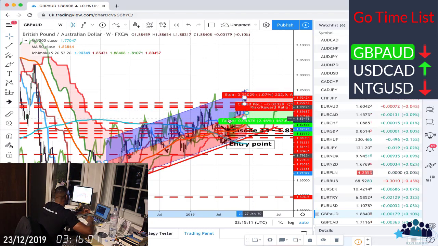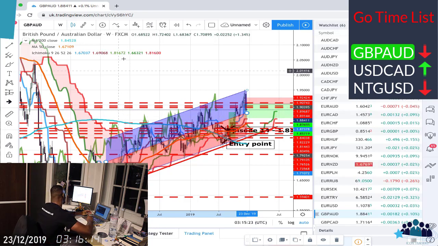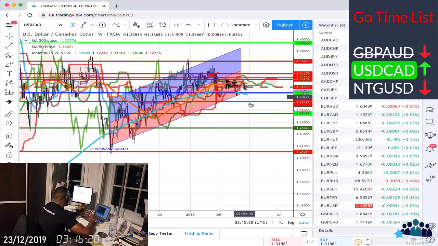Precisely, okay, so now for this one, you can have a nice take profit of around 1.856, I would say, and that would comfortably give you some dollars in your pocket. Now let's move on to the next trade. USD CAD.